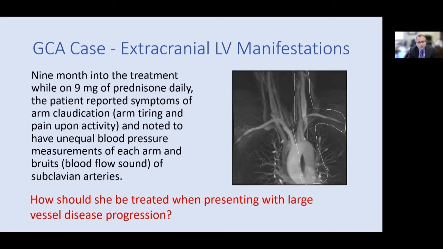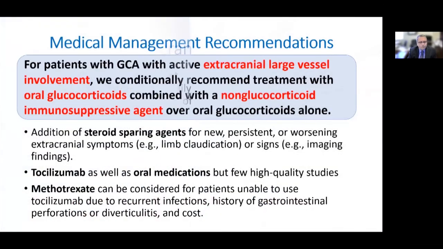So if the patient presents with this large vessel involvement, this is what we mean by large vessel involvement or progression of disease in that manner, what should we do? So for patients with what we call extracranial large vessel involvement, the recommendation is that not only do we treat with glucocorticoids or steroids, but also add an agent if we haven't already, meaning medications such as tocilizumab, and if not possible, methotrexate.